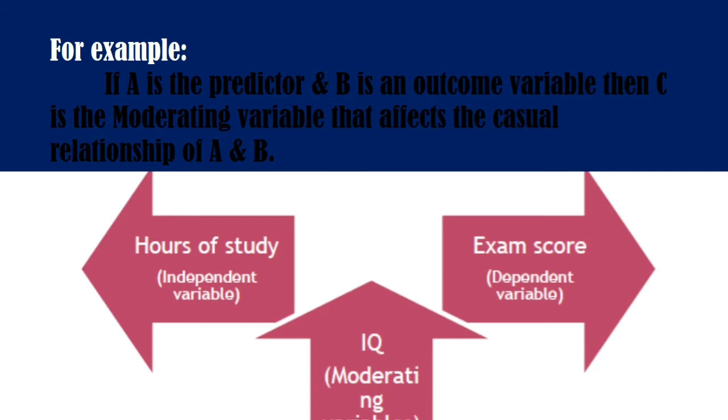So, as illustrated in the slide, let's say you have as your variables, hours of study as the independent variable and your exam score as the dependent variable. Then the IQ of your respondents can be considered as a moderating variable.